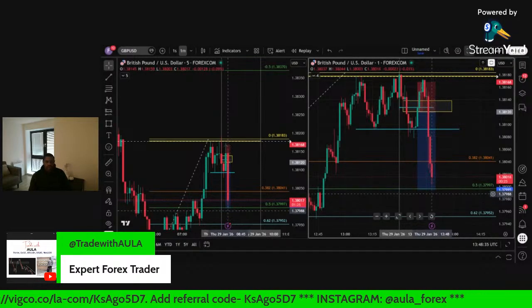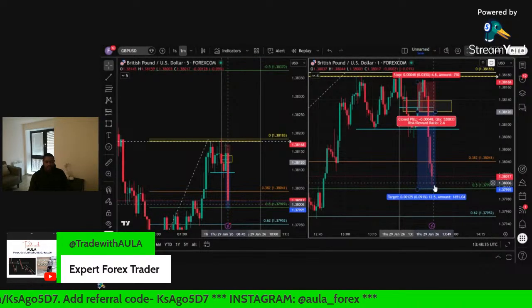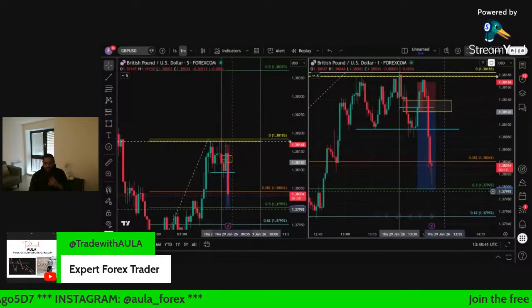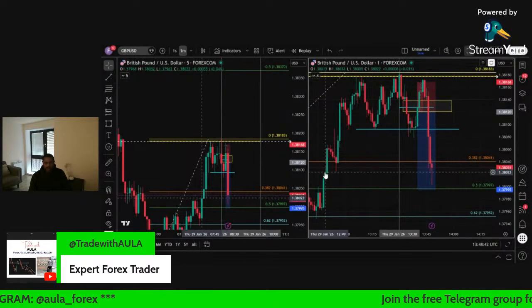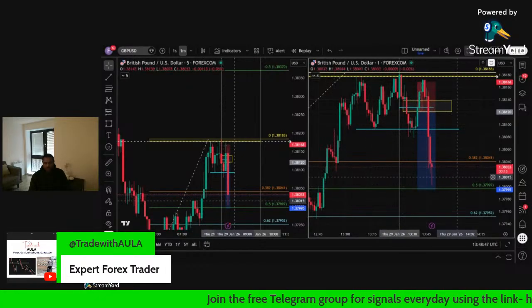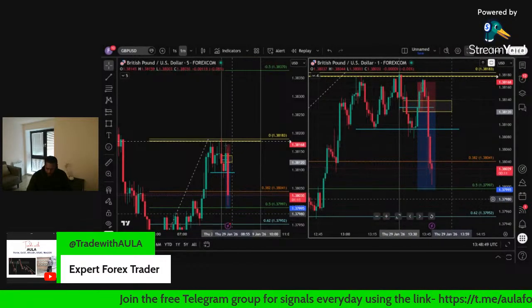So you can see that price went exactly the way we wanted it to go. So this is where we would have taken profit. Price is still coming there. And you can take profit below here, so below the swing low. You can also take profit there. But let me see on the 15-minute time frame.